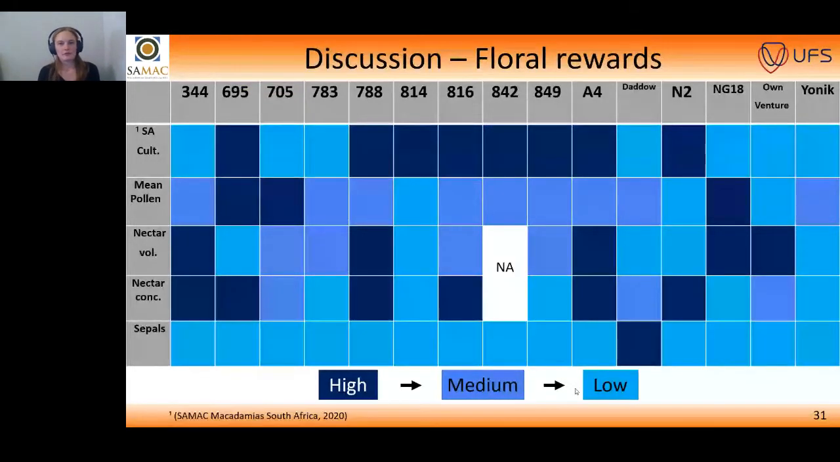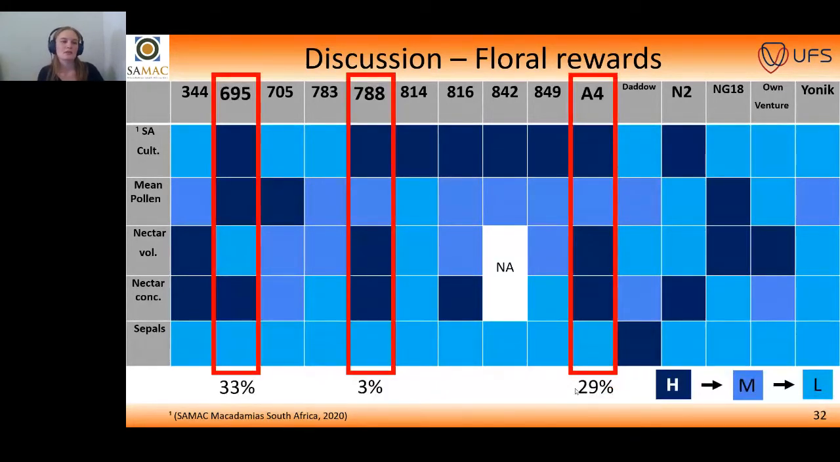For a discussion of all of the floral rewards together, I basically developed a color system. So the darker the blue, the higher that parameter scored during my entire study. I generally also only focused on cultivars that are already commonly planted in South Africa, designated in the top blue in the first row, as you can see. So what we are basically looking for is a column that is the darkest blue possible all the way through. So when one does this analysis, we see that 695, 788, and A4 are three cultivars that generally score quite high in all of the parameters measured.